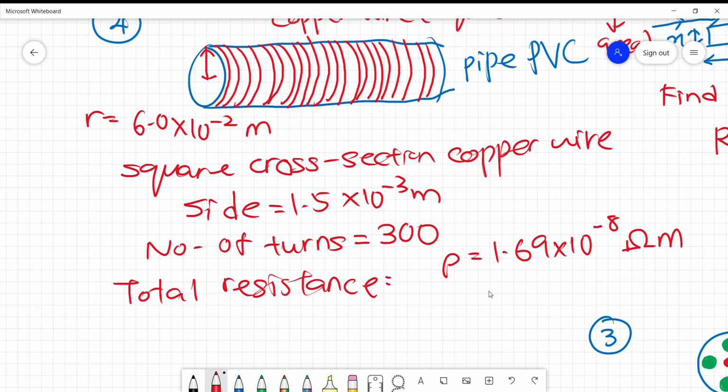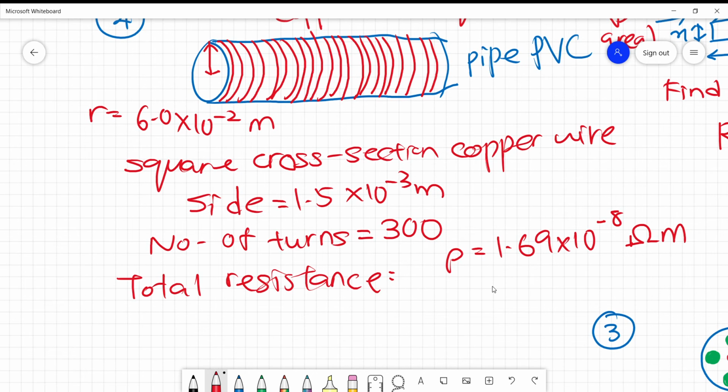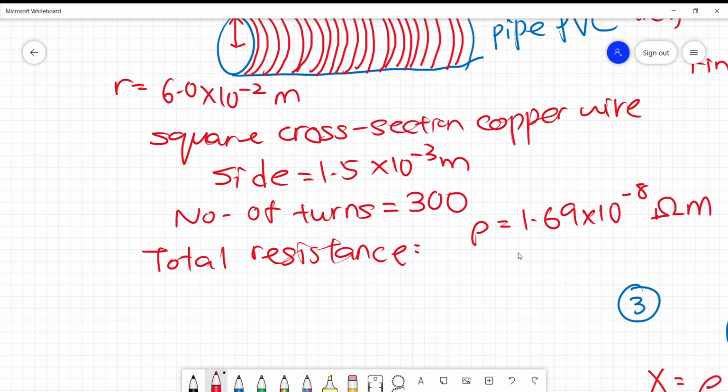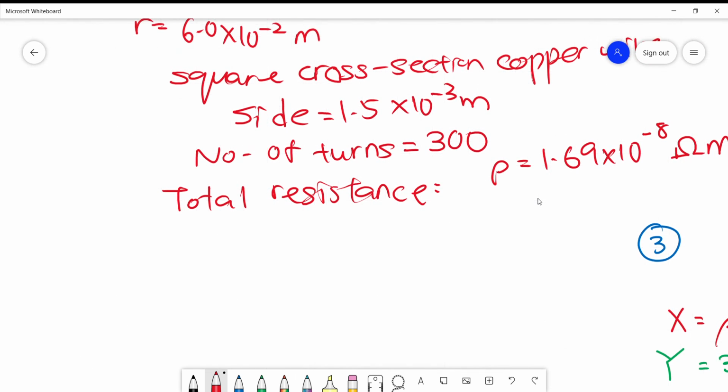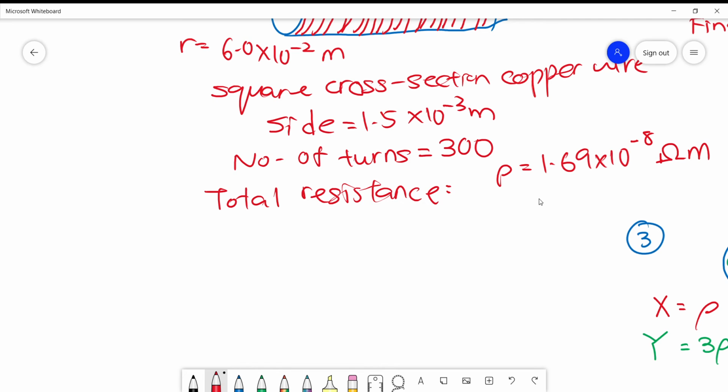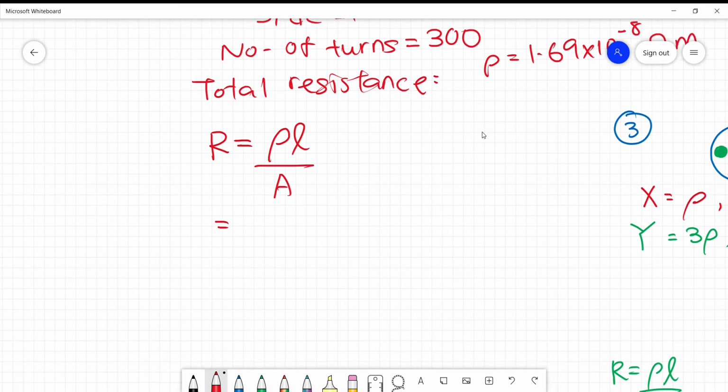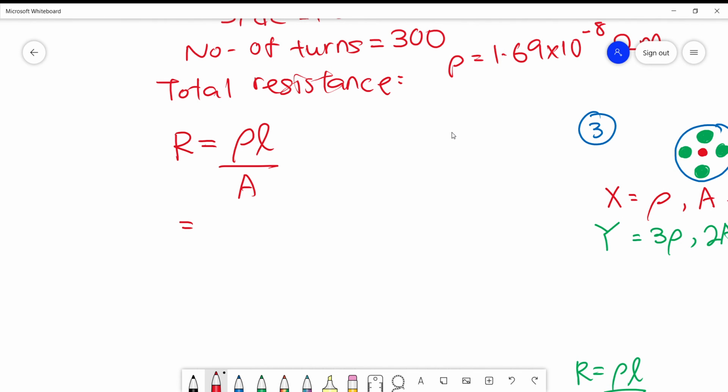So the formula that we need to apply is the same. R equals rho L over A. The rho here is 1.69 times 10 to the power negative 8. So the problem comes from this L.